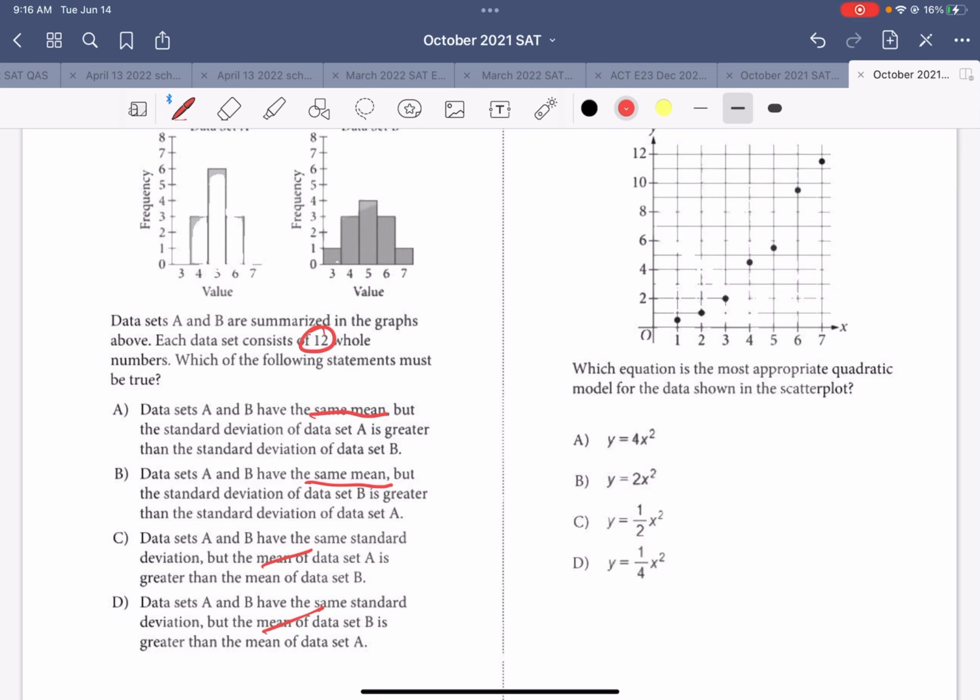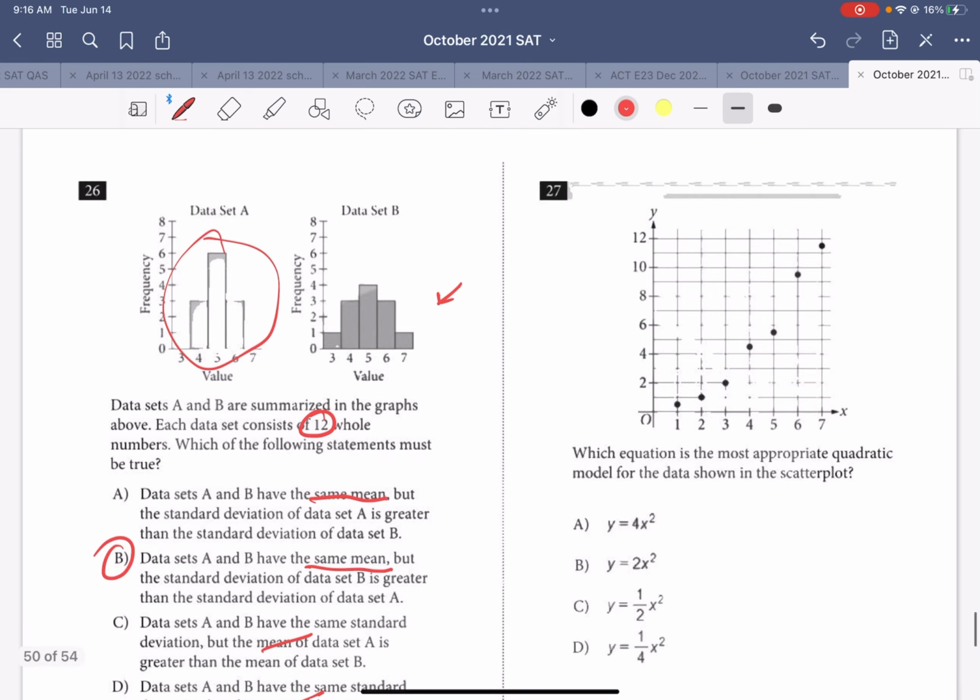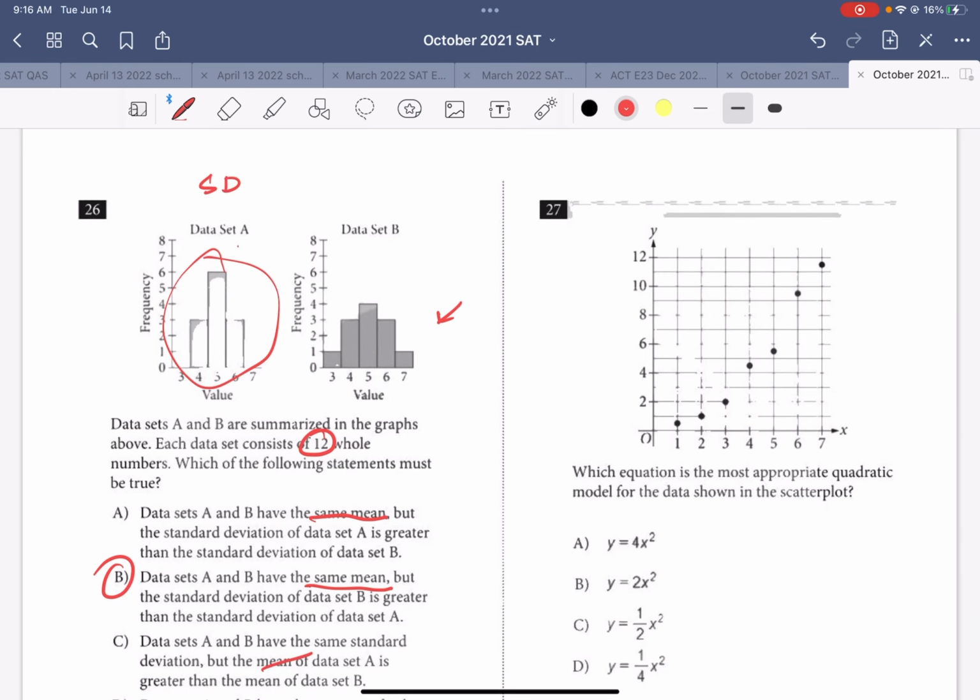Now, if the data is more spread out like this, that means you have a bigger standard deviation. So if you look at B here, the standard deviation of data set B is greater than the standard deviation of A. So this one is more clustered, so that means less standard deviation. So in terms of standard deviation, this is less and this one is more, because the data values in set B are more spread out. That means a bigger standard deviation. Okay.